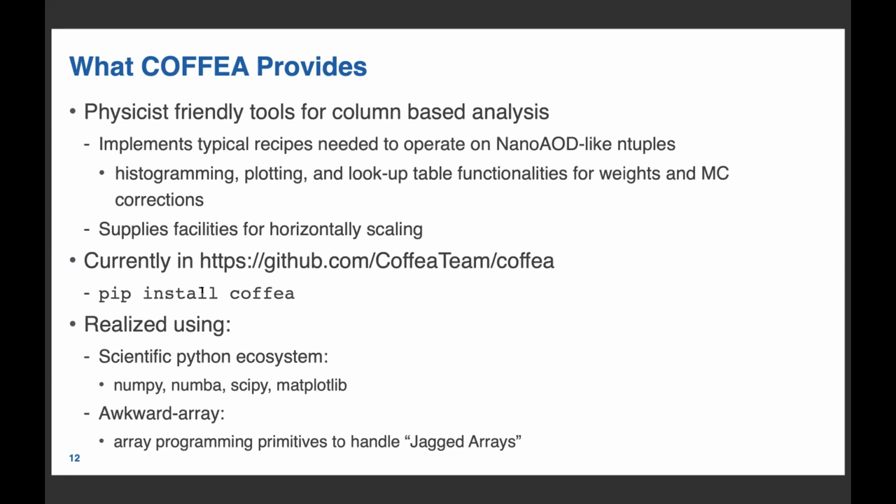Well, Coffea is putting all of them together in a way that is physicist friendly. It fills the holes of things that are specific to analysis in high energy physics that of course are not covered by other Pythonic libraries. Coffea implements typical recipes that are needed to operate on NanoAOD-like ntuples. So I'm glad that the previous talk was describing the NanoAOD format, so that it allows me to make the point here, which otherwise would be CMS jargon.